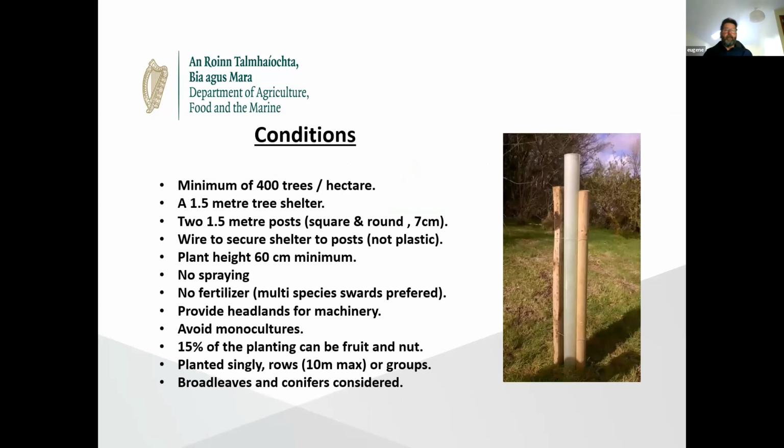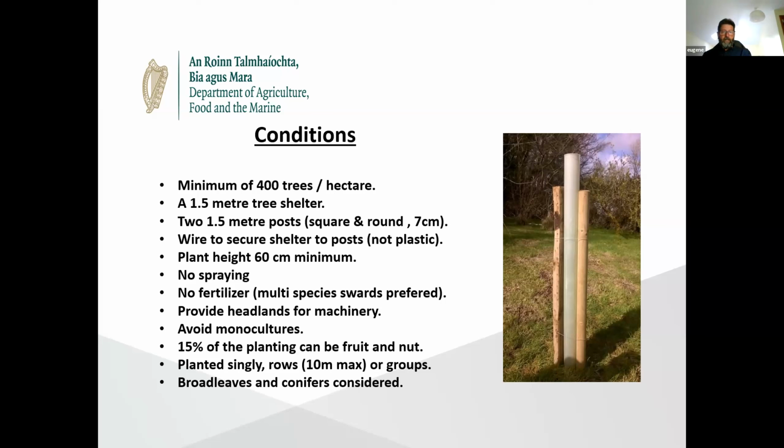So some of the conditions are a minimum of 400 trees per hectare, as in Jim's trial. We have a 1.5 meter shelter with 2 posts. We had one initially, and then we were getting concerned calls from landowners saying that the tube was being squashed. So we introduced another one. And then we secured it with wire because we found the sheep were eating the plastic ties.